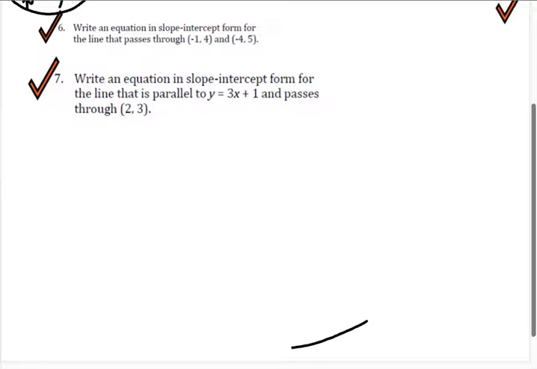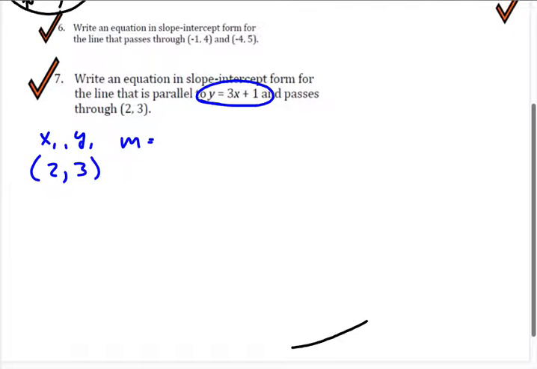It says write an equation in slope-intercept form for a line that is parallel to y equals 3x plus 1 and passes through (2, 3). Okay, first thing, I have my point. x sub 1, y sub 1 is the (2, 3). So we have that. We need the slope. And the only other thing they give us is y equals 3x plus 1.